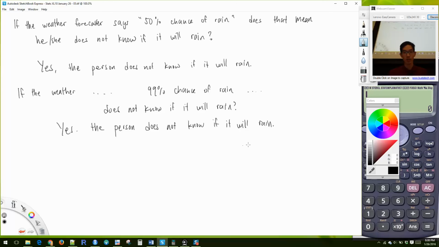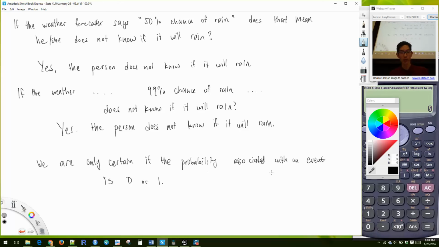So in this case, we are only certain if the, quote, probability associated with an event is 0 or 1.